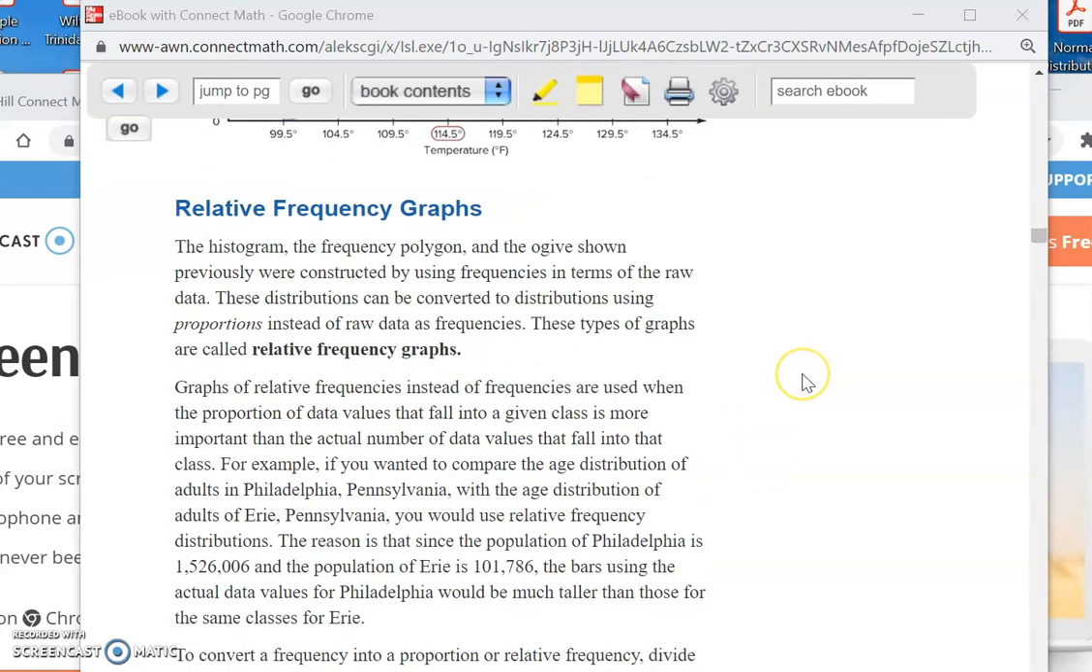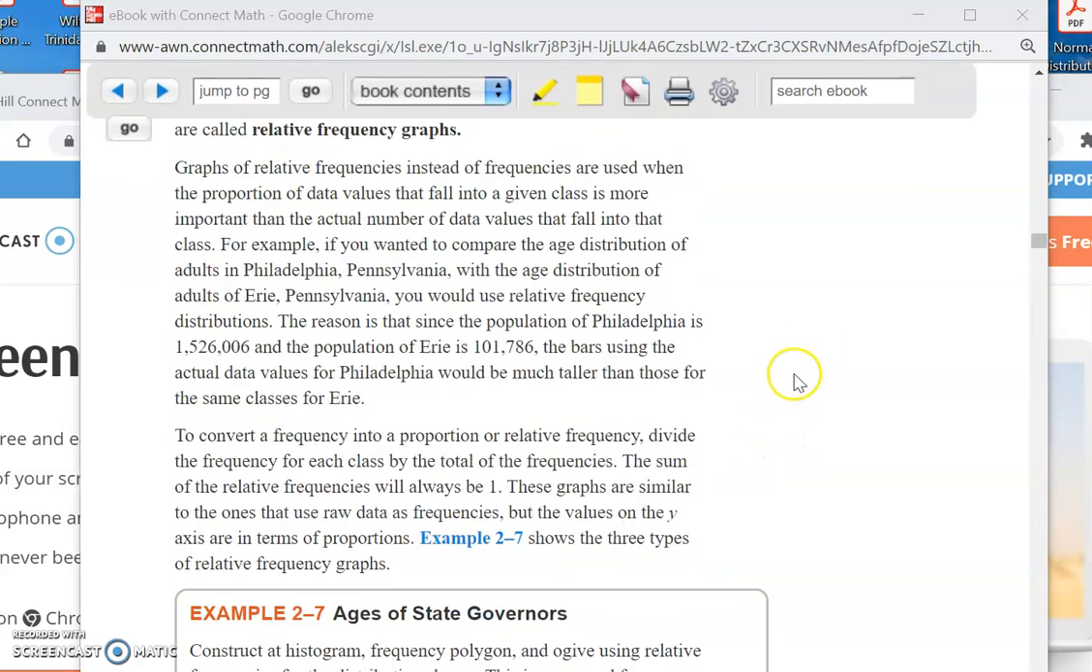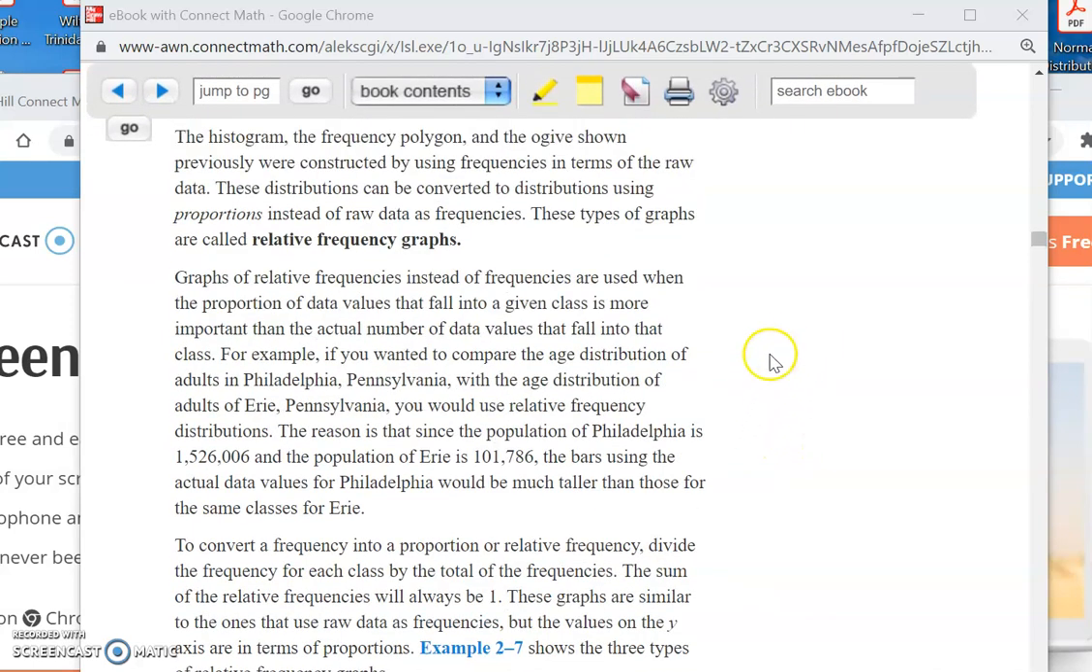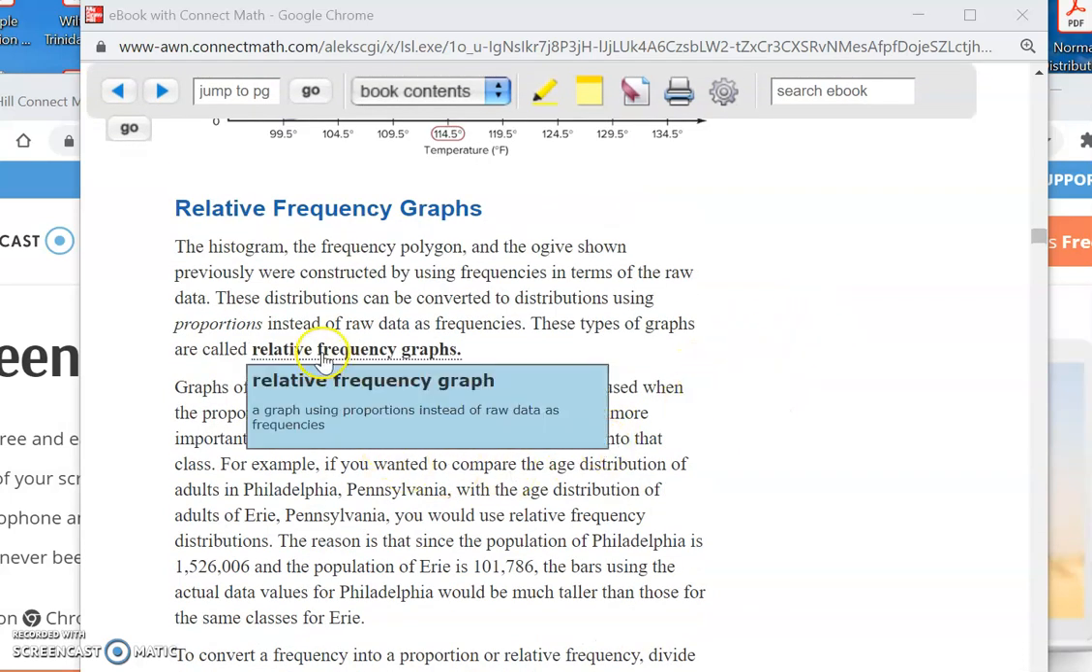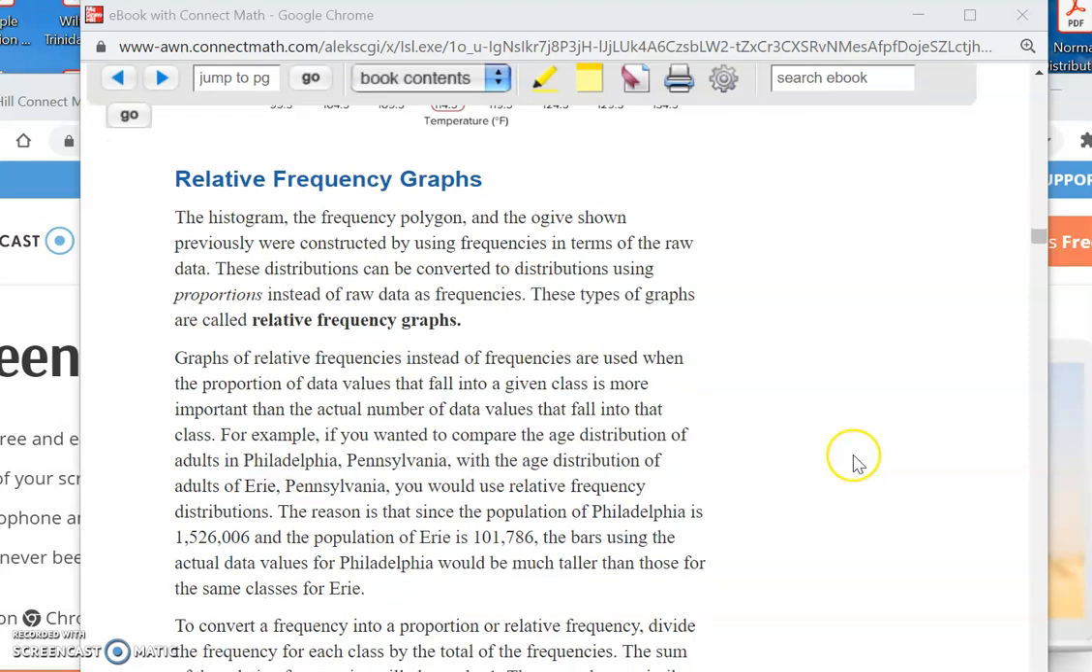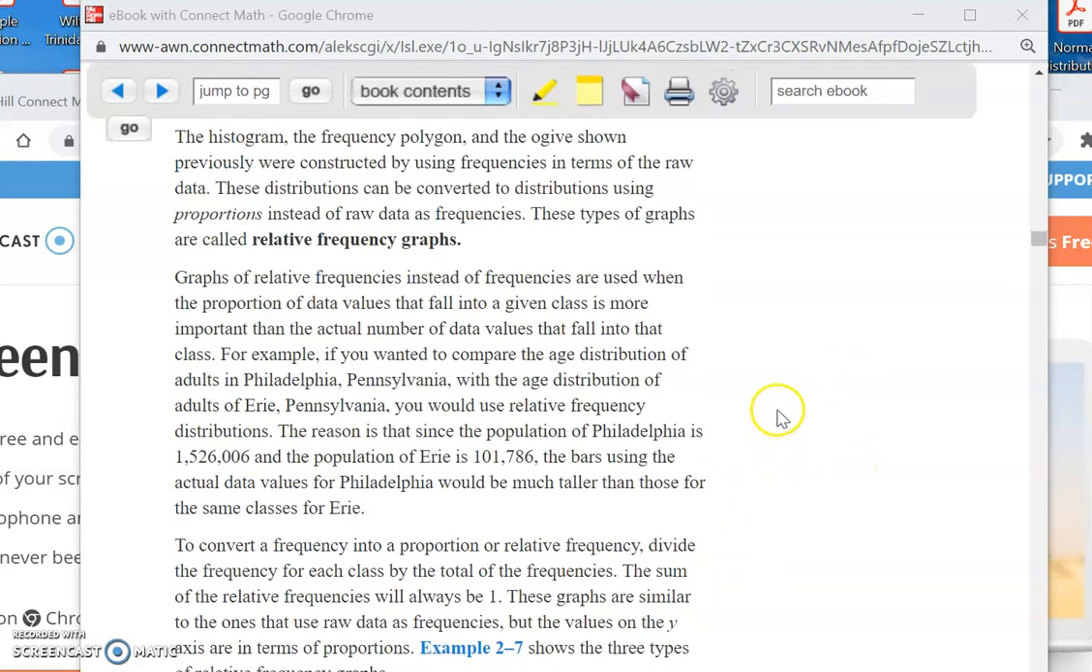Okay, so now relative frequency graphs. This is kind of a preview of what we're going to see later on when we talk about probability. A relative frequency graph is kind of like a probability, because the word relative makes it like a probability. It's using proportions instead of raw data as frequencies. What percentage do you have?